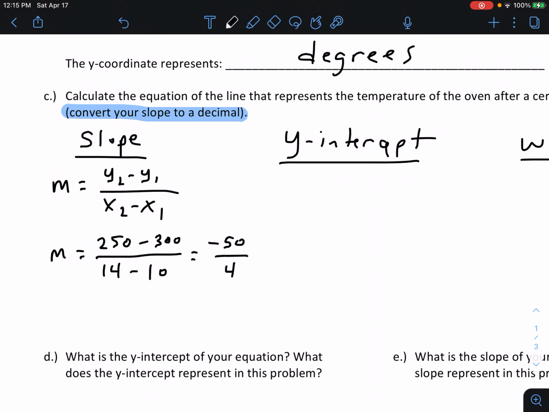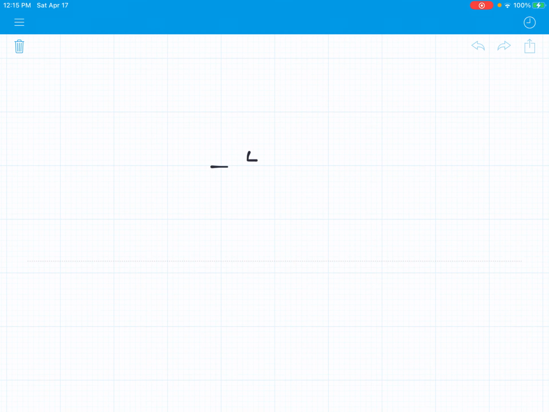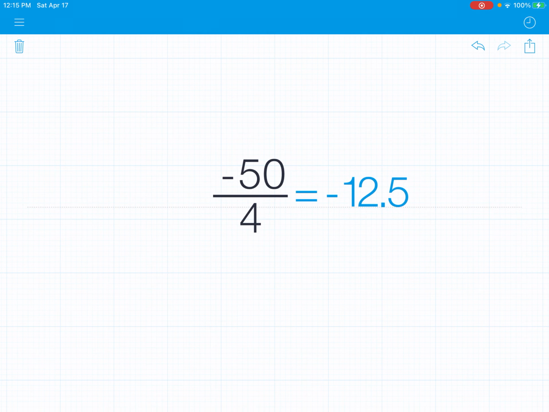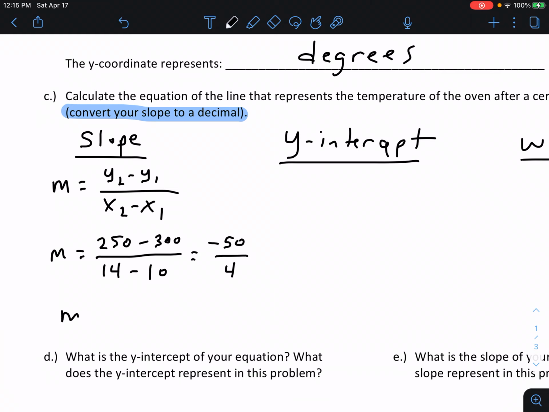Well, negative 50 divided by 4, we could go grab a calculator and do that. Negative 50 divided by 4, and it's going to hopefully tell us what it is. It's negative 12.5. So there's our decimal. So our slope, m, is negative 12.5. All right, we converted it to a decimal because it's going to be easier to use as a decimal, because you have to do some calculating with numbers, and if it's a fraction, you have to do multiple things, but if it's a decimal, it's just multiplication.